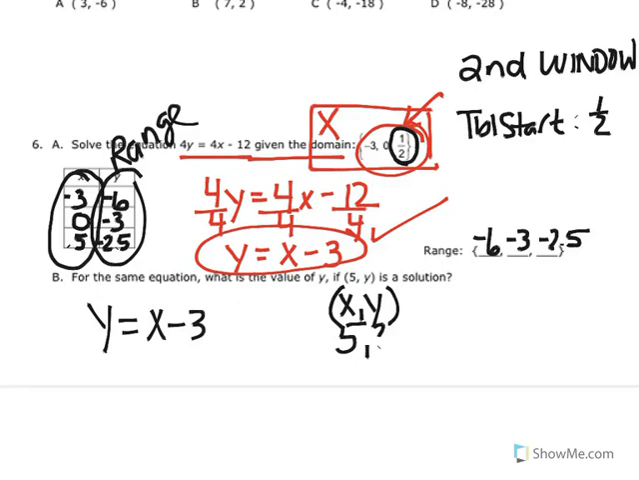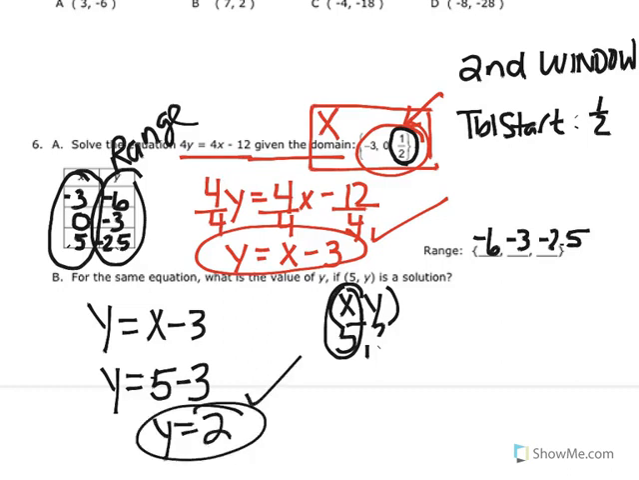When x equals 5, what's y? Y is equal to 2. You can use the calculator, or you could just plug it in. 5 minus 3, what is? Y equals 2. Bam, you got it done.